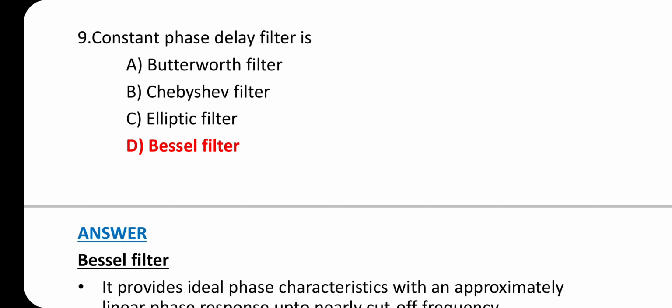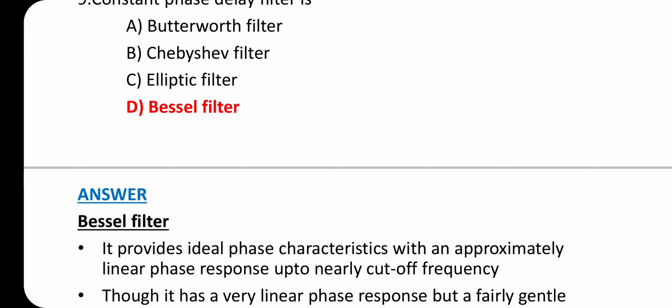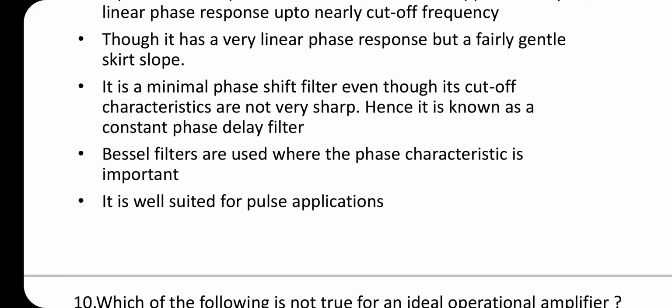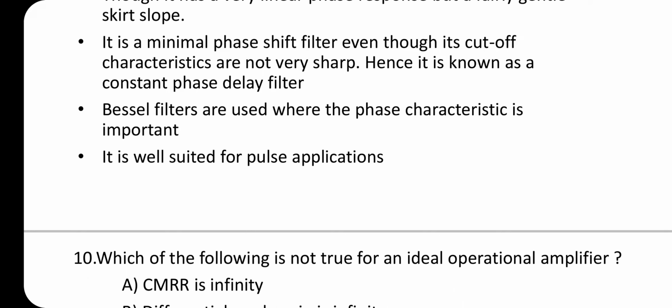Question number 9. A constant phase delay filter is option D, Bessel filter. Bessel filter. It provides ideal phase characteristics with approximately linear phase response up to nearly cutoff frequency. Though it has a very linear phase response but a fairly gentle skirt slope. It is a minimal phase shift filter even though its cutoff characteristics are not very sharp. Hence, it is known as a constant phase delay filter.